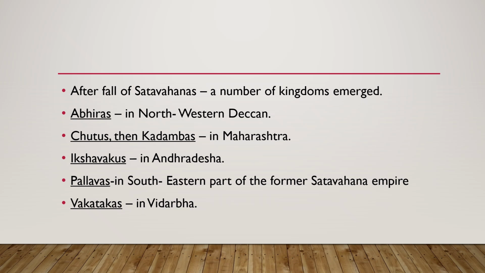After the fall of the Satavahanas, local governors claimed independent status and a number of kingdoms came into being. For example, in the northwestern Deccan, the Abhiras came into prominence. In Maharashtra, the Chutus and after them the Kadambas became powerful. The Ikshvakus established themselves in Andhra Pradesh, and in the southeastern part of the former Satavahana Empire, the Pallavas founded an independent dynasty and later on expanded into a great power. Then the Vakatakas became powerful in the region of Vidarbha or Berar.